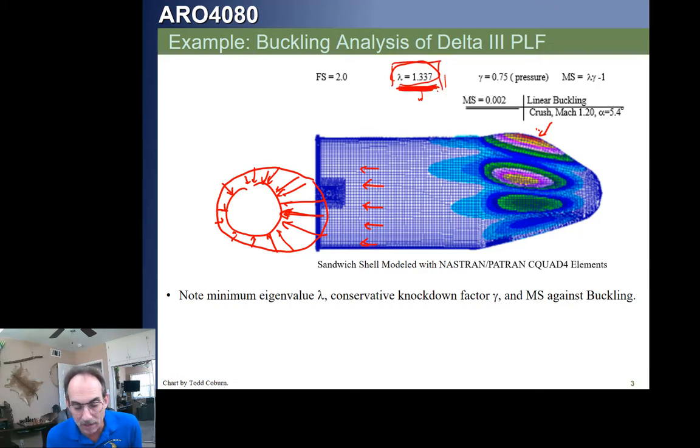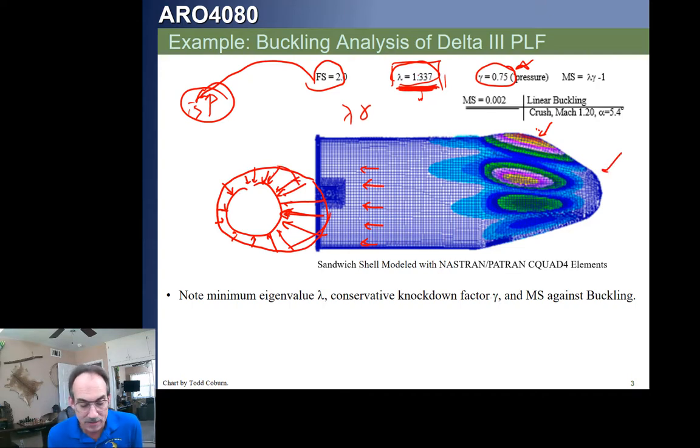In this case, we're applying a knockdown factor, which means the eigenvalue times that knockdown factor. So we're multiplying it by this. This just introduces a 25% conservatism that we used. One other thing we did is, we took the max pressures given to us by loads and multiplied them by our factor of safety, right? This is what I applied to the model: the factor of safety multiplied by this pressure distribution. That's what's applied to this model. And then you get the eigenvalue.